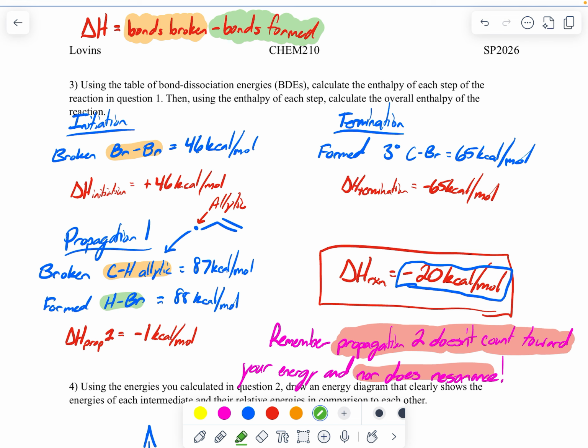We have a broken bond at 87 kilocalories per mole, and we have the formed bond at 88 kilocalories per mole. So if we just subtract those two, because remember that we are taking our broken minus our formed, we're essentially just doing this math right here, 87 minus 88, we find that this comes out to be negative 1 kilocalories per mole.